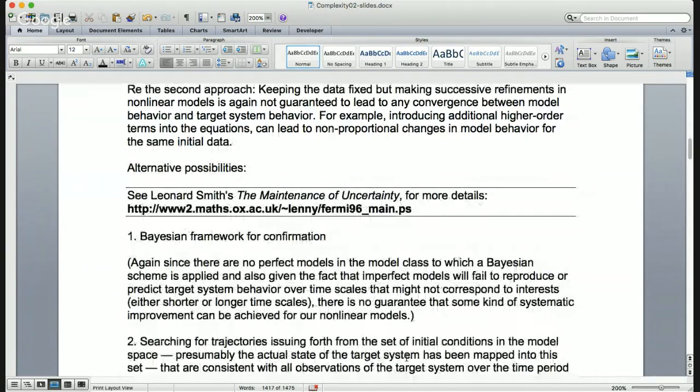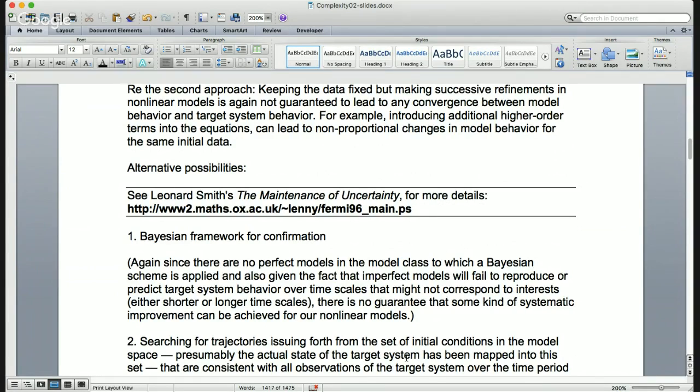Whereas for linear models, piecemeal strategies might actually be expected to lead to better confirmed models, presuming the target system exhibits only a stable, again, linear behavior. There is no such expectation. There is no such guarantee. In fact, it's not even justified for nonlinear models exhibiting sensitive dependence deployed in the characterization of nonlinear target systems.